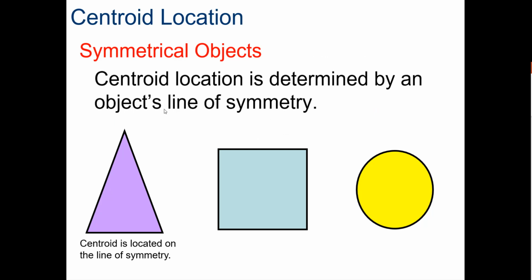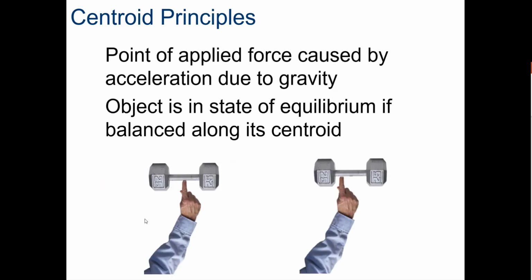Okay, so symmetrical objects. That's mostly what we're going to focus on here. Triangles, squares, rectangles, circles, and semicircles. The centroid, the center of gravity, is always in the line of symmetry. And that makes sense because even if we go here, I could draw a line down the middle of this, and that's our line of symmetry, right? This is a mirror image of this. So that's the balance point.